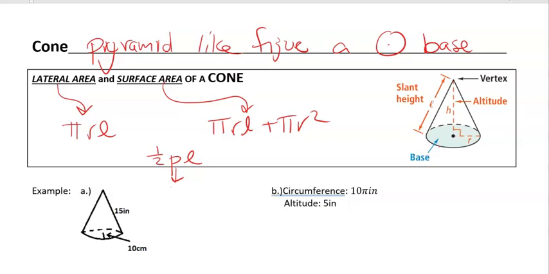What is the formula for circumference? 2 pi r squared? Just 2 pi r. So we have 1/2 times 2 pi r L. What can we do? Oh wait, it's the 1/2. The 1/2 and the 2 cancel, and you end up with pi r L.